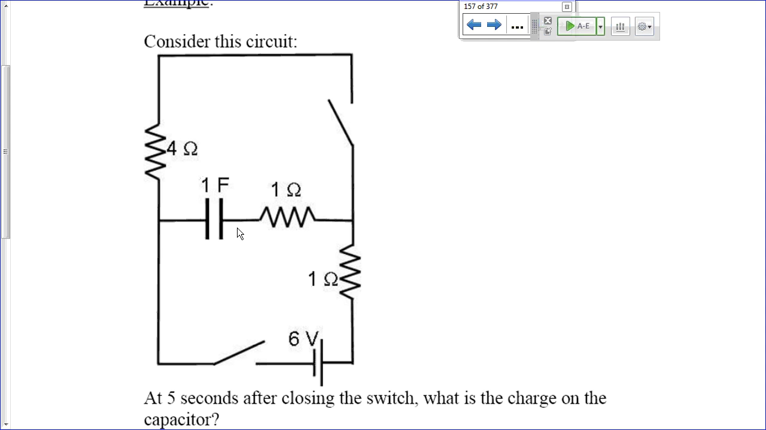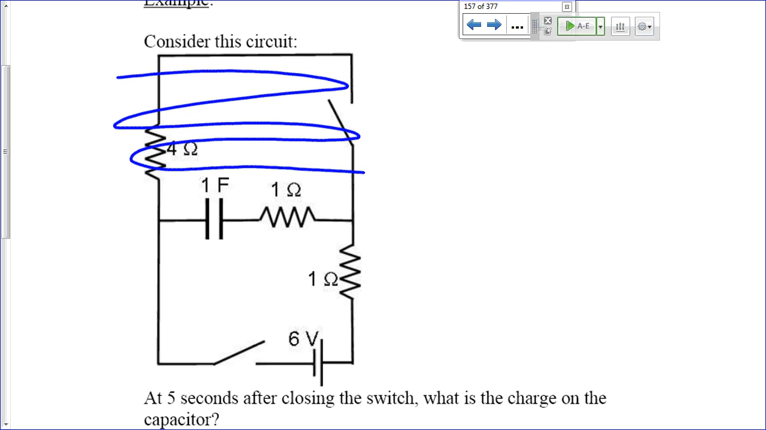Well, let's just leave off the top portion of this, okay? So we're going to leave off this portion altogether. It feels like it doesn't exist. And let's just close this switch.